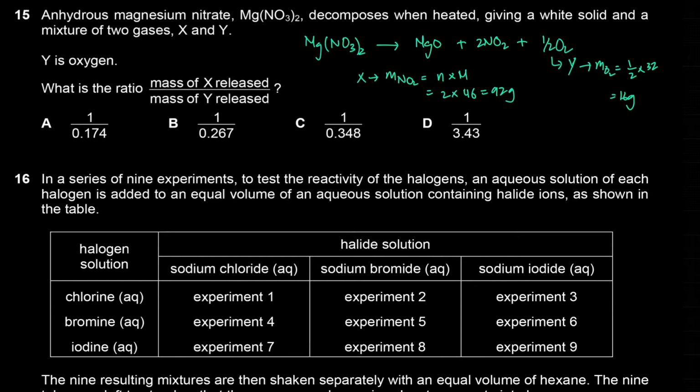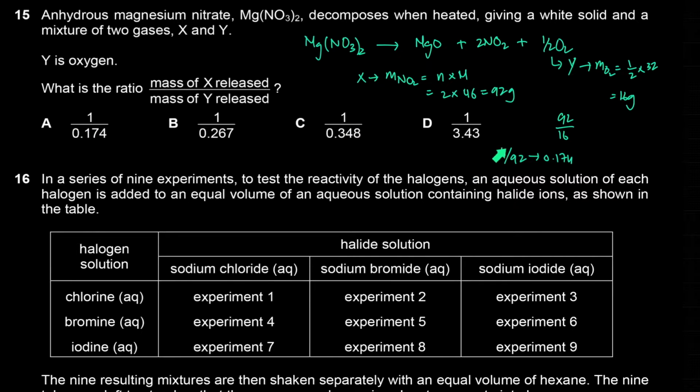So that means the ratio over here, we want the ratio mass of X divided by mass of Y. That is 92 divided by 16. So what's 92 divided by 16? Now over here, if you notice, in all the answers, 1 is in the numerator. So what's 16 over 92? Can someone tell me what's 16 over 92? 16 over 92 comes out as 0.174. So then what's 92 over 16? 92 over 16 would be 1 over 0.174.